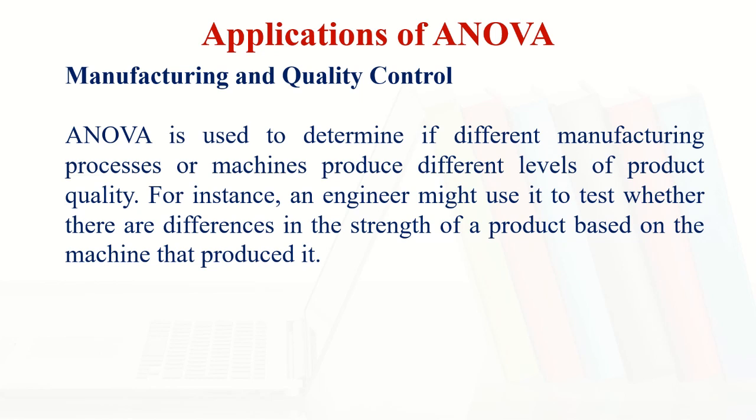Anova is used to determine if different manufacturing processes or machines produce different levels of product quality. Now we want to check the quality standard. For example, an engineer might use it to test whether there are differences in the strength of the product based upon the machine that produces it.